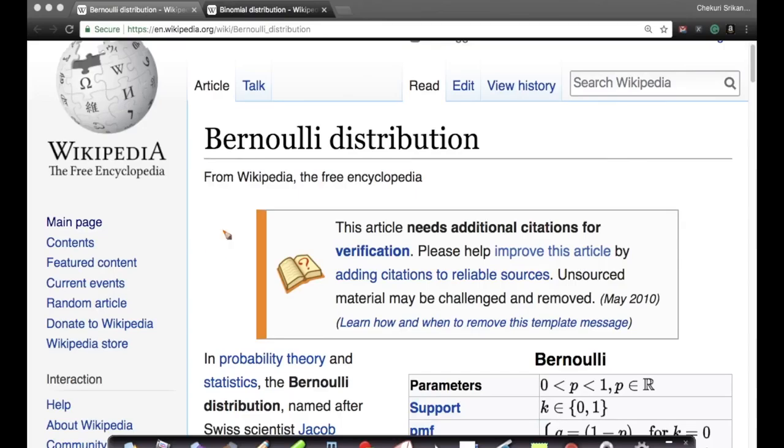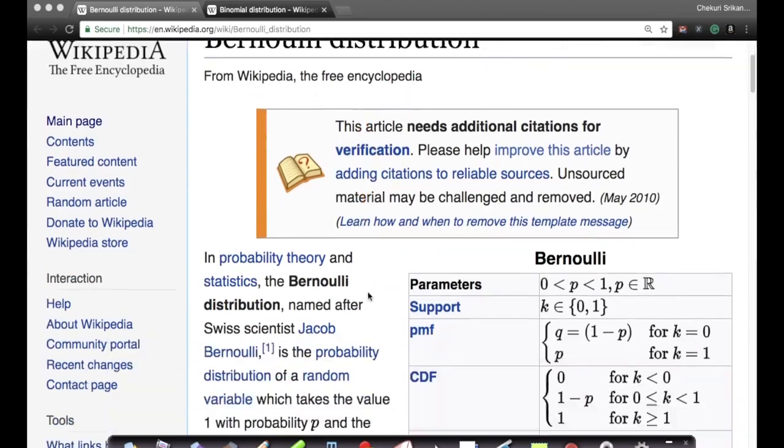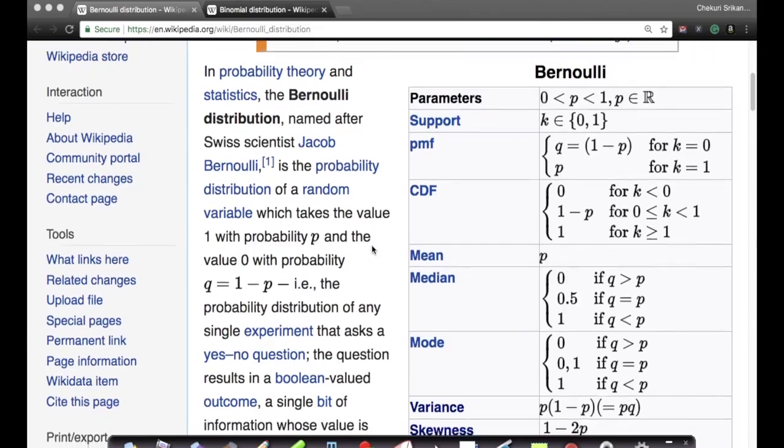There are two other very important distributions called a Bernoulli distribution and a binomial distribution. I'm on the Wikipedia page for the Bernoulli distribution right now. Both these distributions are discrete distributions, and let's understand what they are.